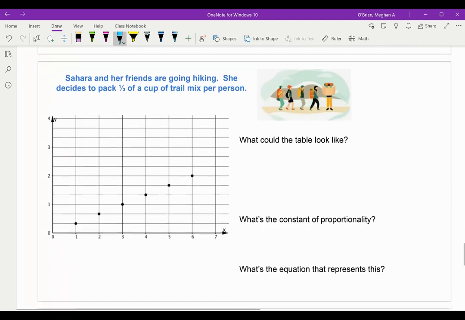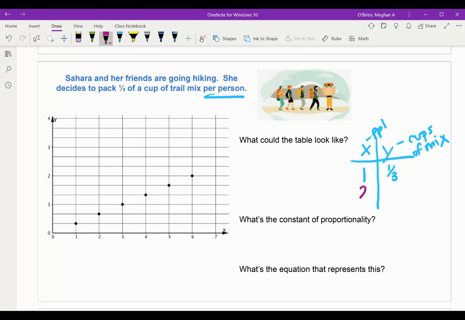Oh, Sahara and her friends are going hiking. She decides to pack 1/3 of a cup of trail mix per person. What could the table look like? Well, let's set up a quick little XY table. X being people, Y being cups of the trail mix. So she decides to pack 1/3 of a cup of trail mix per person. That's the unit rate. So one person gets 1/3 of a cup.